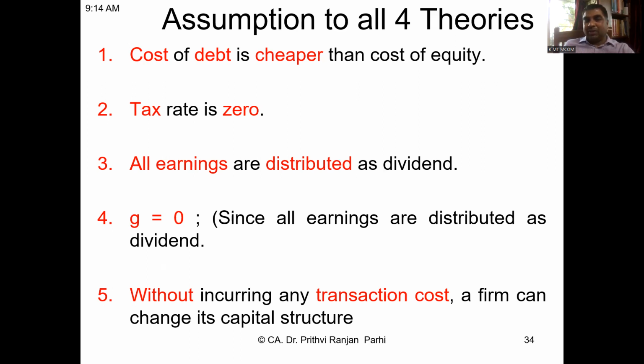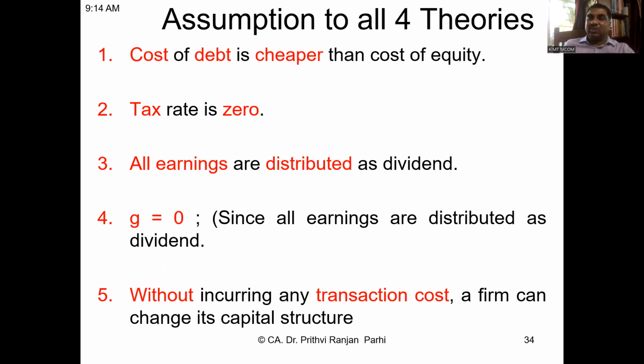Also, we are assuming that growth is equal to zero, P is equal to zero. So, friends, when you have studied the formula for computation of growth, you have already seen one formula where it was saying that G is equal to V into R, where V is the retention ratio and R is equal to return on equity. So growth is a function of retention and return.